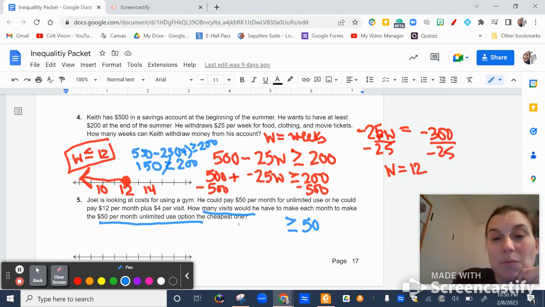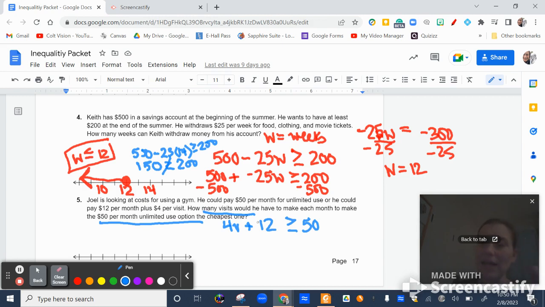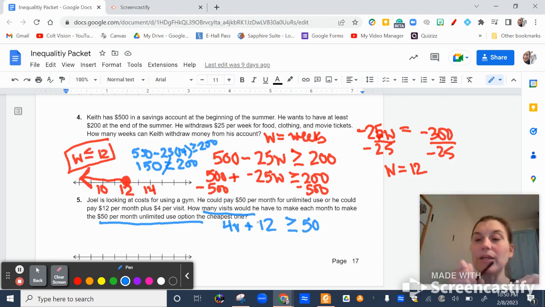So we're going to multiply. We're going to use V for visit. I'm going to say it's $4 per visit plus that $12 fee. So on the left, I have the plan where he's paying per visit and he's paying $12 up front. And then on the right, we have the plan that's the unlimited visits. So it doesn't matter how many visits we need. We don't have to worry about that. So I'll let you solve this inequality.